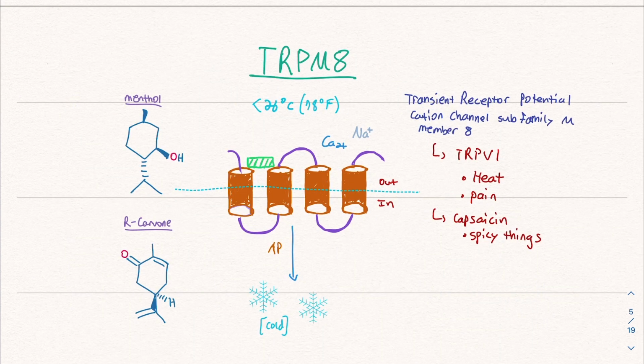Let's talk about TRPM8. So TRPM8 stands for Transient Receptor Potential Cation Channel, subfamily M, member 8. It's a long name.